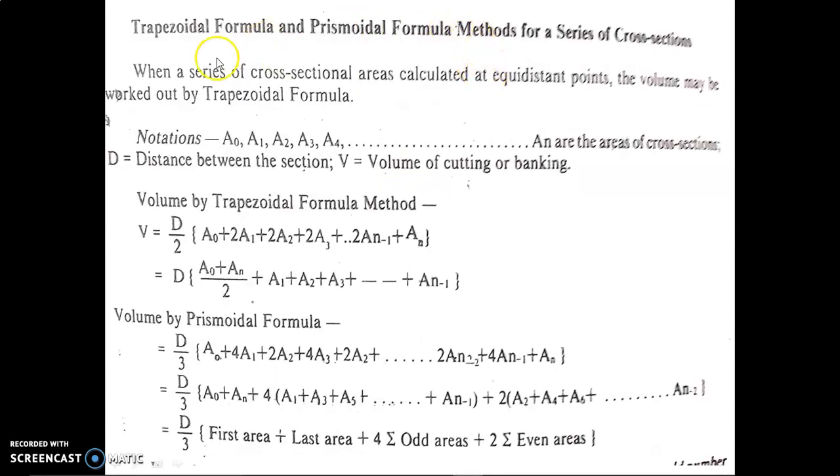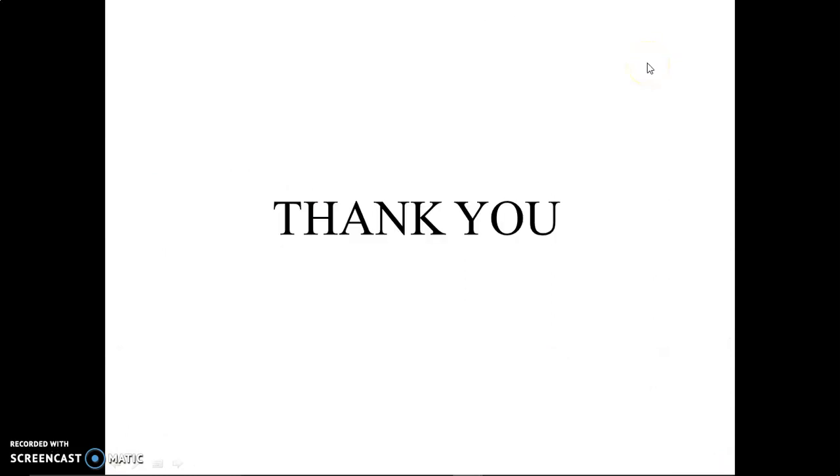We have one more formula also, but this formula you use when a series of cross sections is given. These are the trapezoidal formula and the prismoidal formula. So with the help of these formulas we get the quantity of earthwork for a series of cross sections. Thank you.